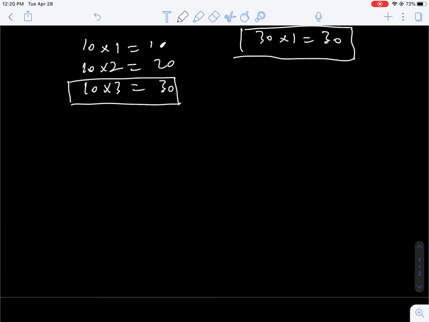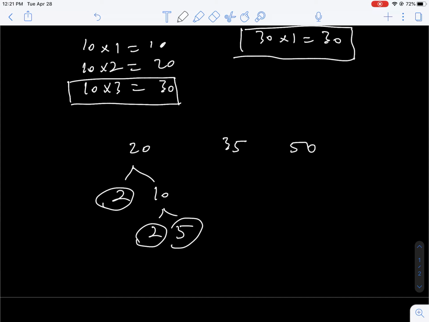Let's take up an example where we find the least common multiple for three numbers. I'll take 20, 35, and 50. We'll factorize 20 first, and I'll divide by 2 again, and we have reached our prime factors. This 2 is a prime factor, this 2 is a prime factor, and this is a prime factor. So we are done with that factorization.